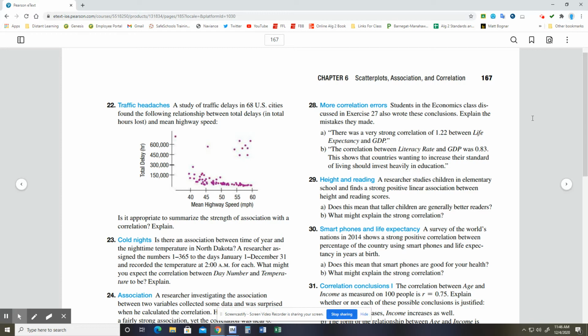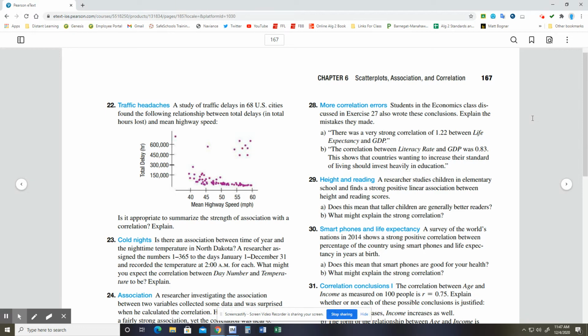Part B. The correlation between literacy rate and GDP was 0.83. This shows that countries wanting to increase their standard of living should invest heavily in education. Correlation, which this has, is a fairly strong correlation. Correlation does not mean causation. Just simply put, the guy is saying that if you want to increase your standard of living, you should invest heavily in education. You don't know that for sure. There could be some other reason why the two are correlated together.